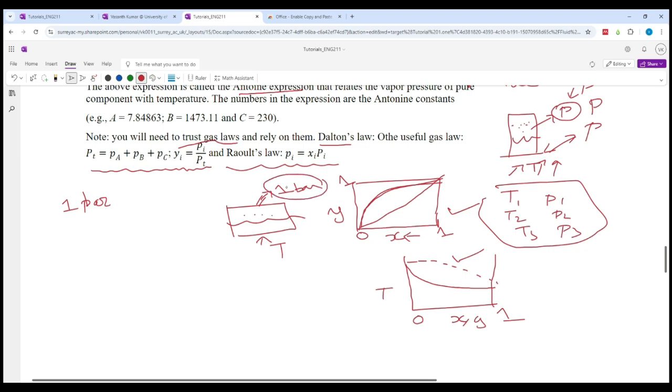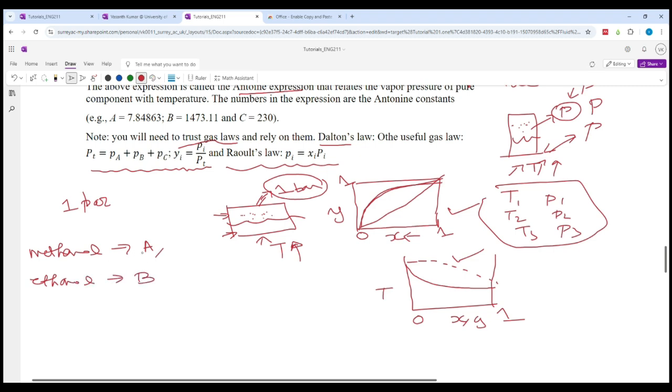What I ask you to do is let the pressure be fixed, but change the temperature alone. If you keep on increasing the temperature, how does the composition of the two components vary on the vapor side and on the liquid side? So let's use the notation. Methanol, I'm going to call component A, and ethanol, I'm going to call component B.